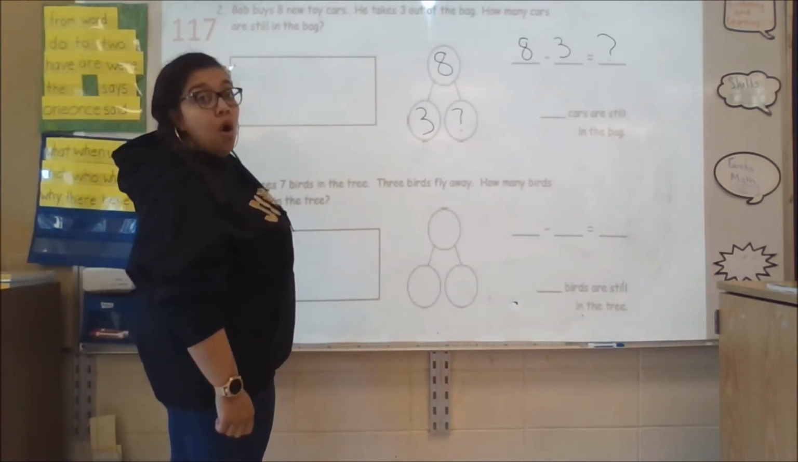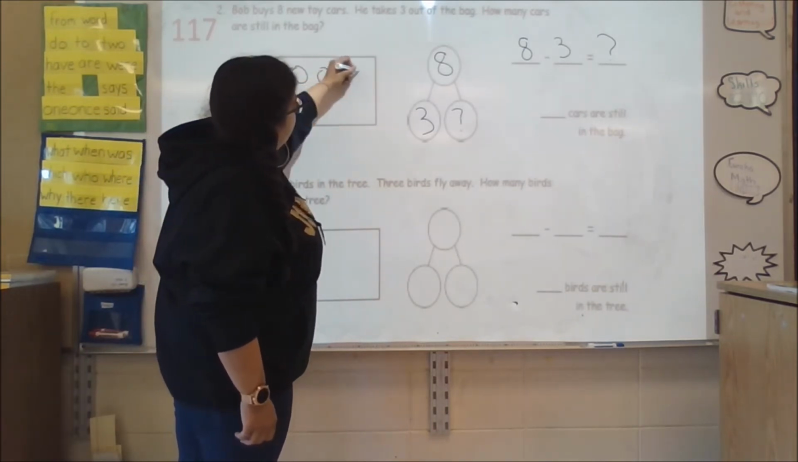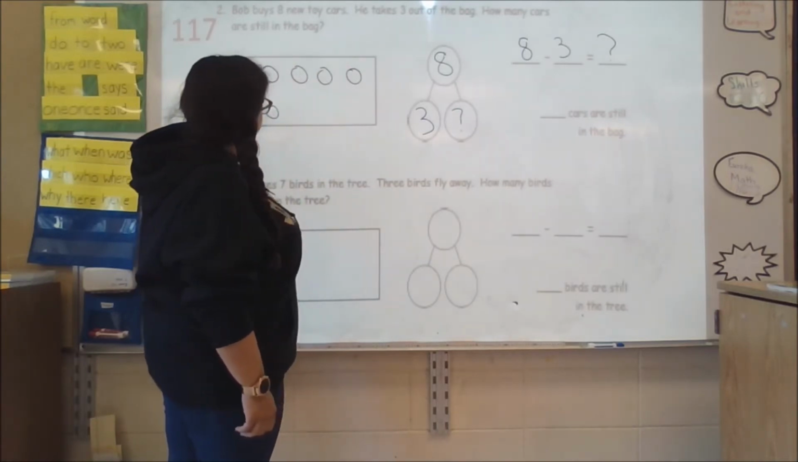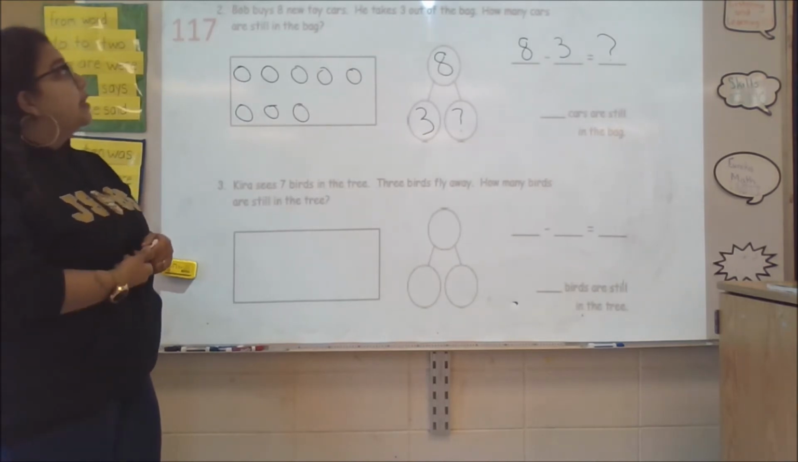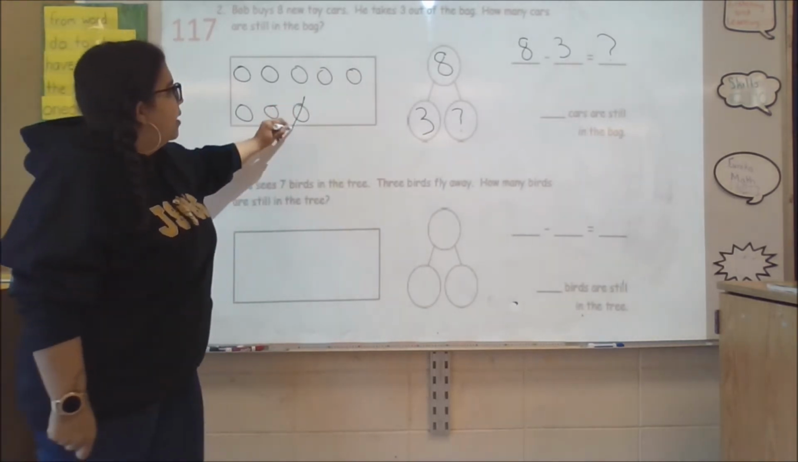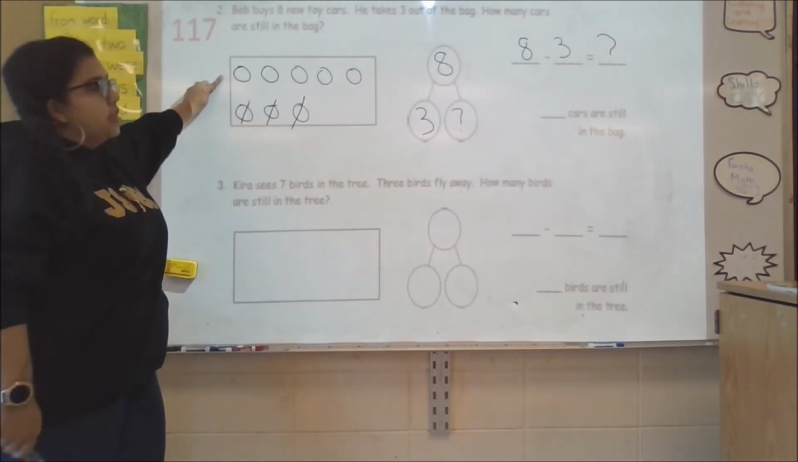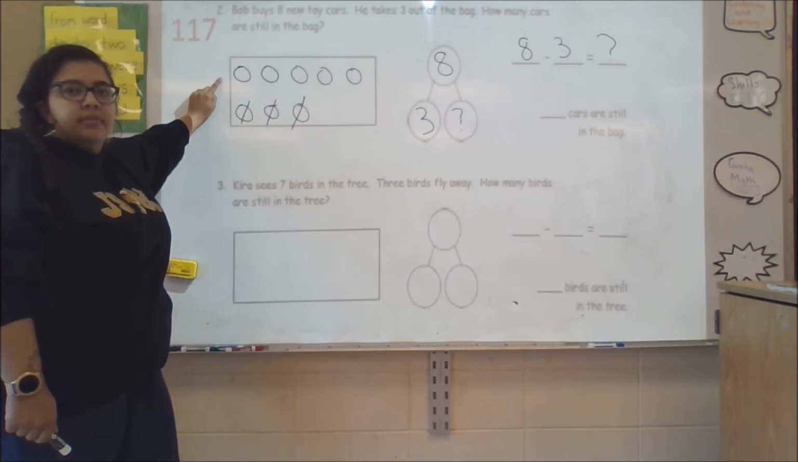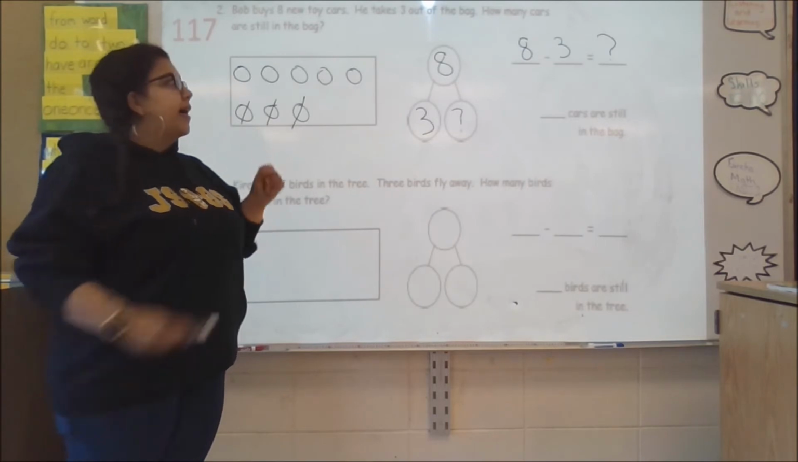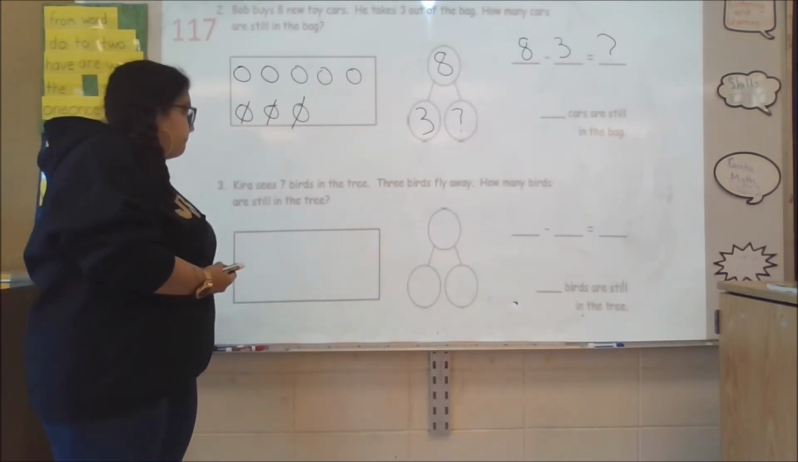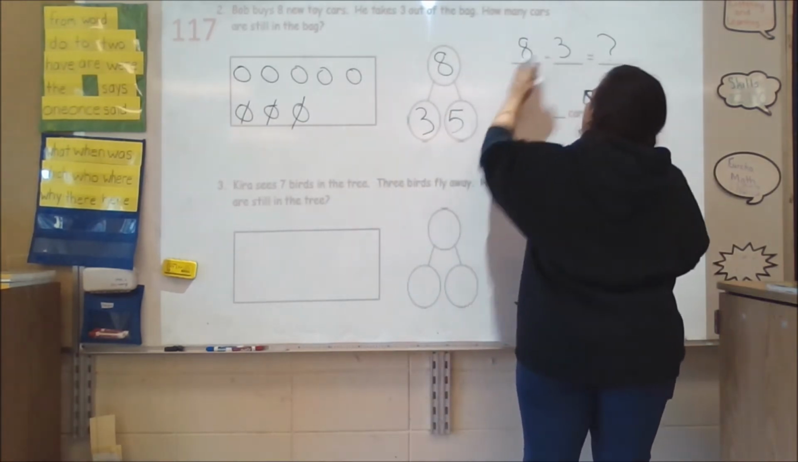Drawing our whole, because it's subtraction. We're showing 8, we made a group of 5 and some more. Let's take 3 out of the bag. 1 is out of the bag, 2 is out of the bag, 3 is out of the bag. How many cars are still in the bag? Note it's a full row, full group. That means it's a group of 5. So how many cars are still in the bag? 5. Good job. There are 5 cars still.